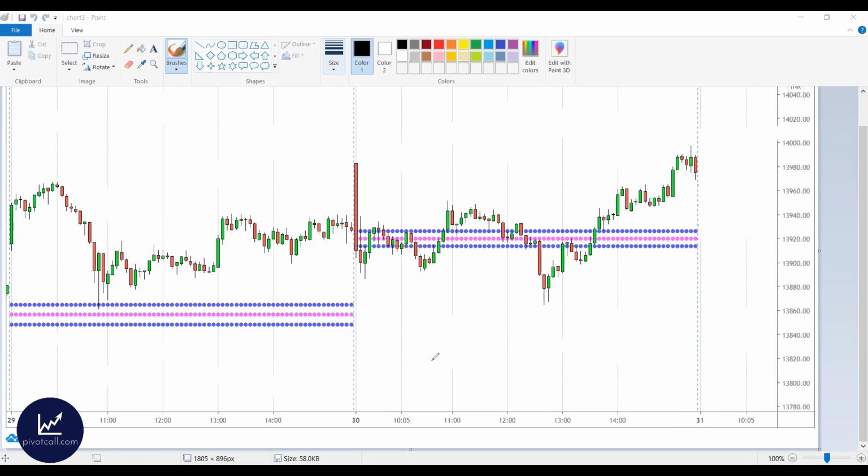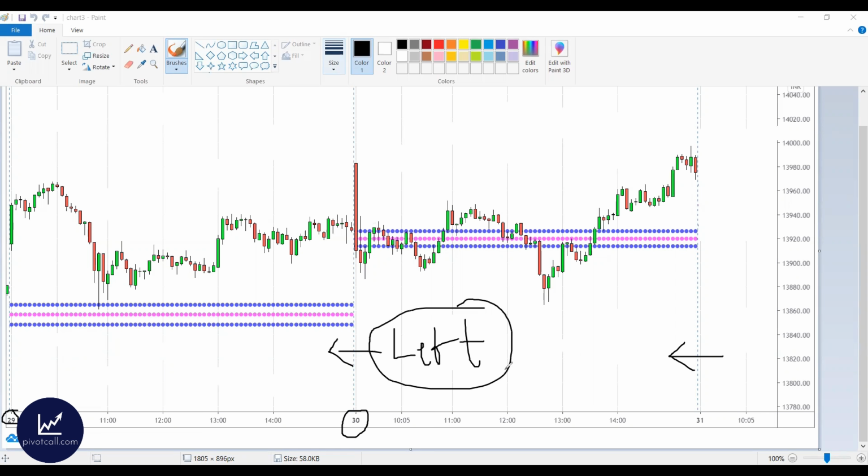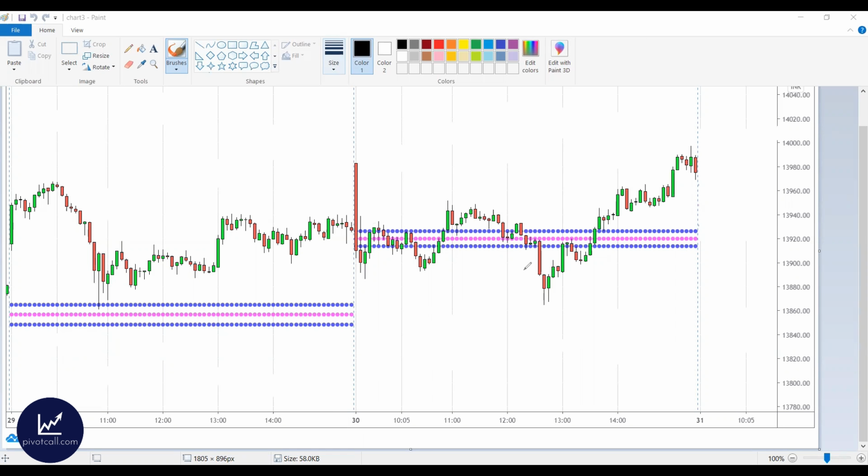For the supply and demand zone, not only 30th December, you should go back to 29th. If you want, you can go back to 28th, 27th. It is not necessary that it has to be only the previous day, it can be the day before that. Go to the left side of your chart, and then you will get an idea where the supply and demand were. Let us see what happened on 29th first, then we will come to 30th.